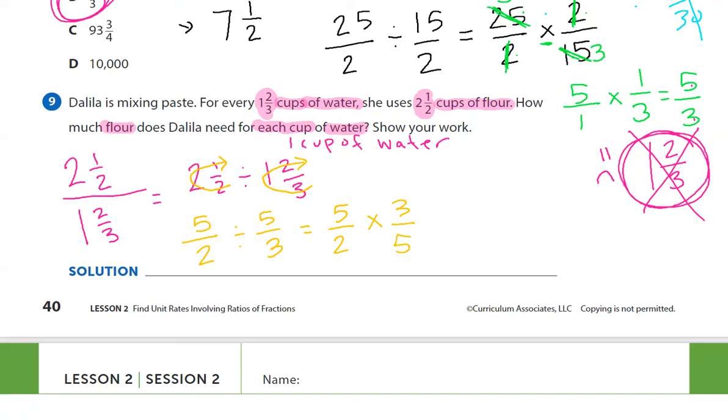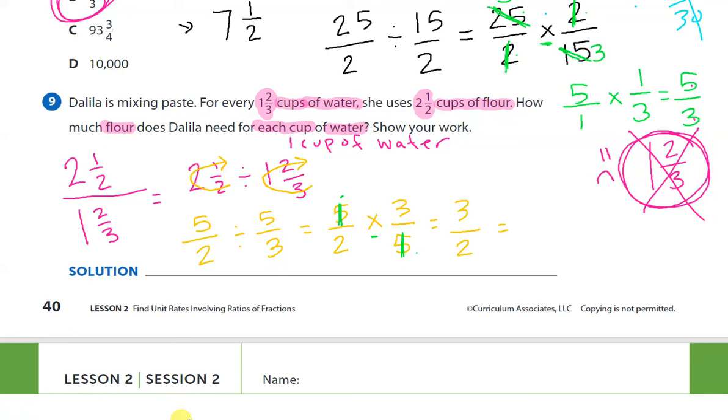Now this is another instance. Remember, you're multiplying. That's the only time you can cross reduce. So I can cross reduce here 5 and 5. I can divide both of those by 5, and now they're 1 and 1. So 1 times 3 is 3. 2 times 1 is 2.